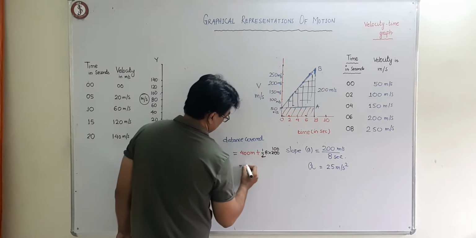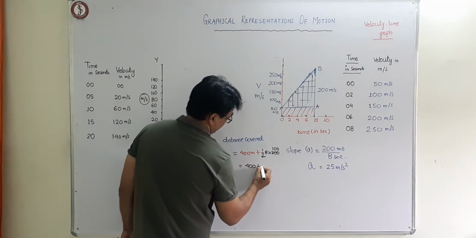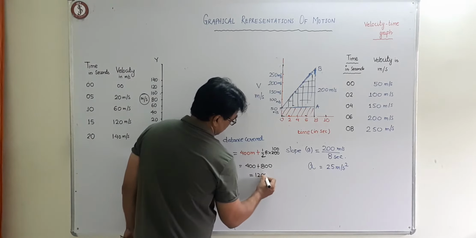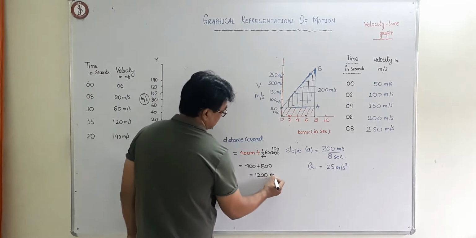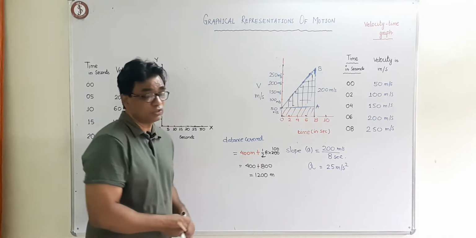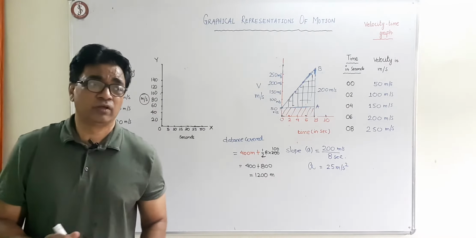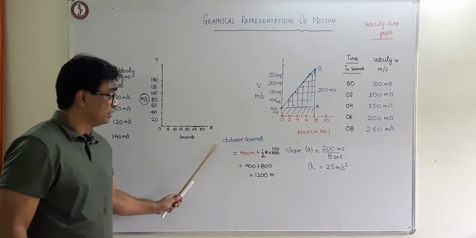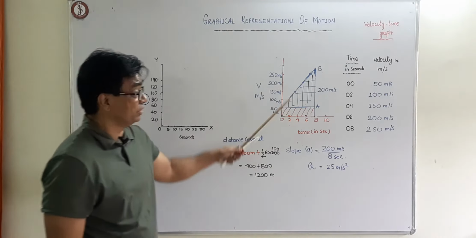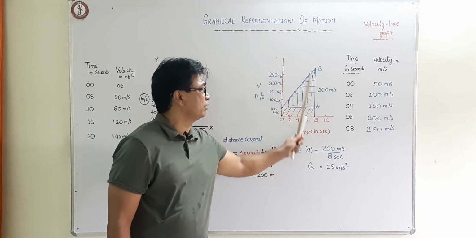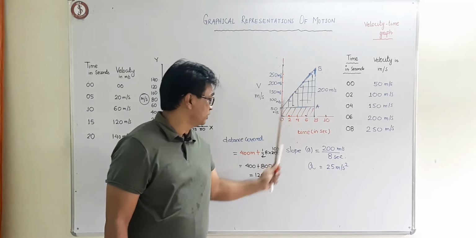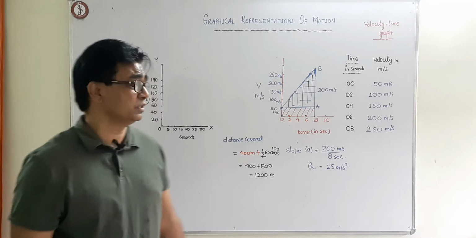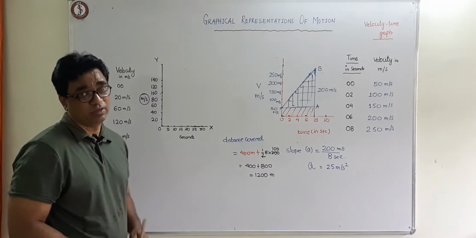So it becomes 400 plus 800, that is equal to 1200. So distance covered is 1200. In a velocity time graph, the slope gives acceleration and the area gives distance, the total area of the graph. Otherwise, the part which it covered during its acceleration is only 1200 meters. The part which it covered during its uniform velocity will be 400. That is the way you have to go.